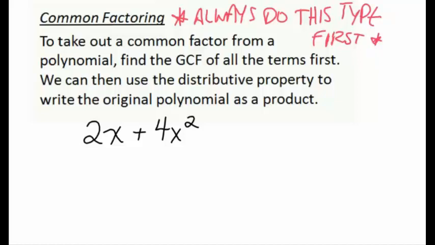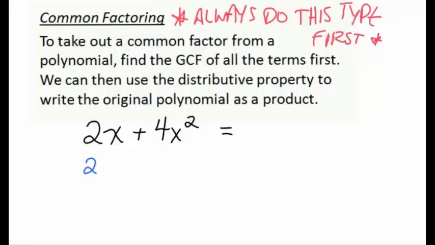If our GCF is not equal to the number 1, then we're going to take out the GCF from each term and rewrite our original polynomial as some kind of product of polynomials. So to take a small example here, we have 2x plus 4x squared.